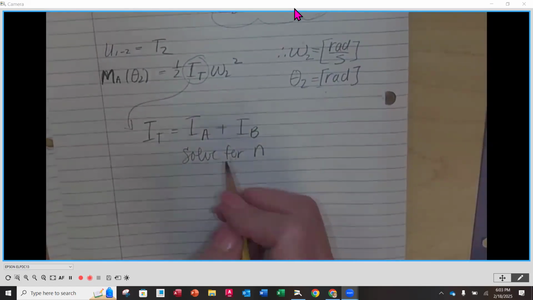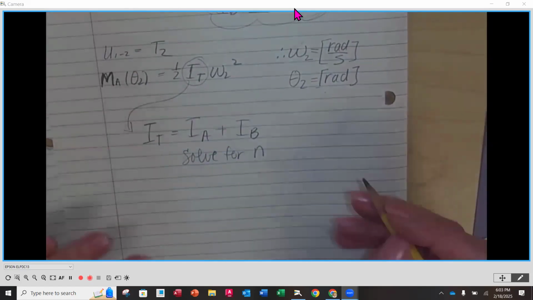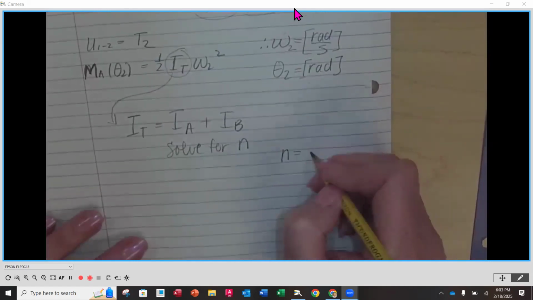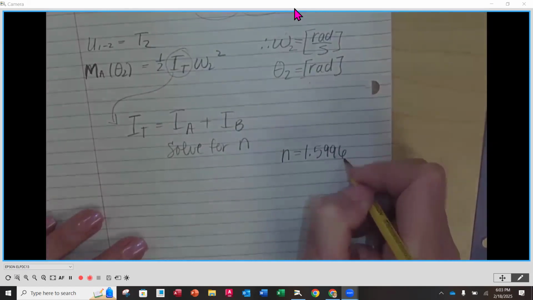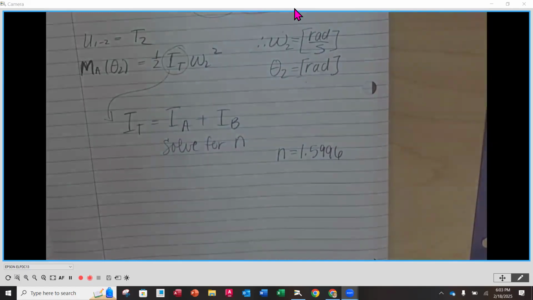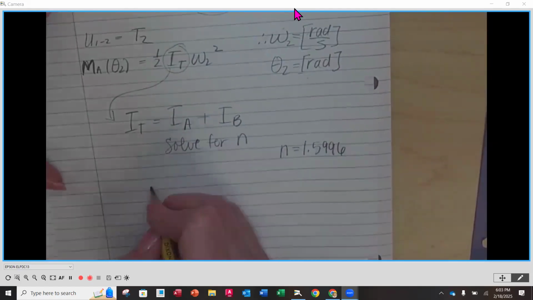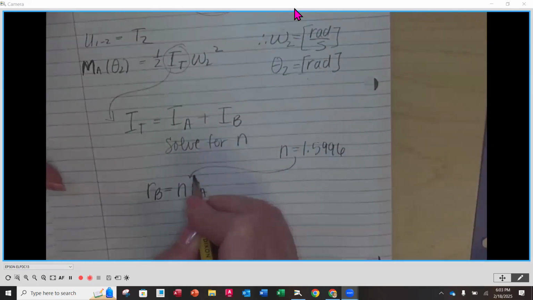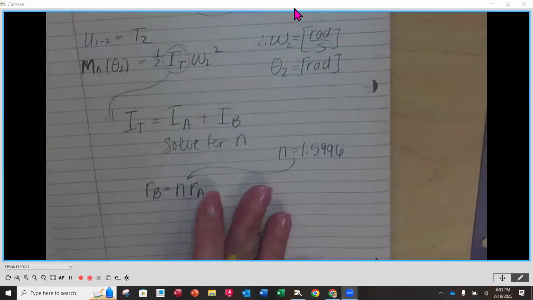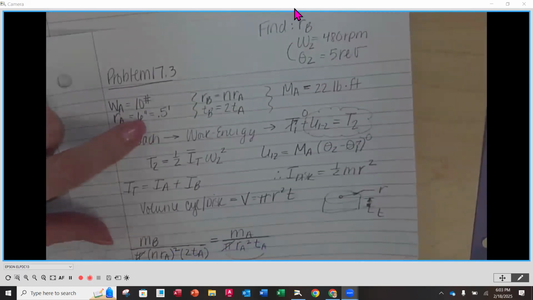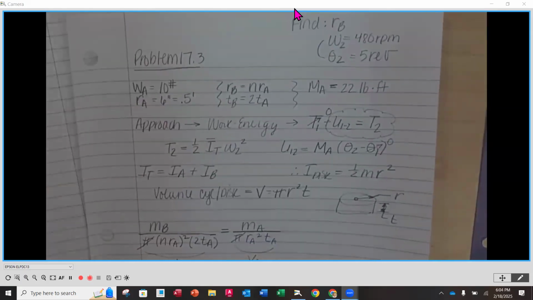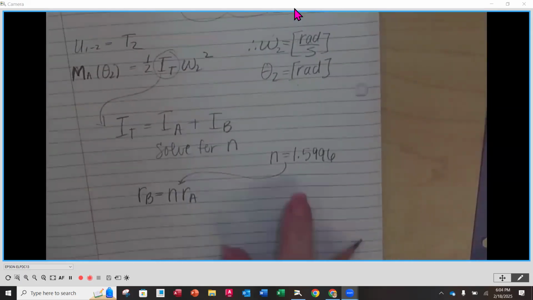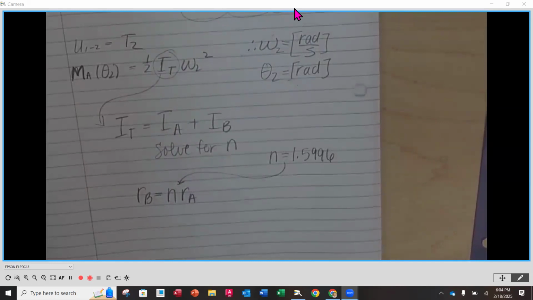Your n should come out to be 1.5996. It's just a variable; there are no units there. Then you're going to use that: your RB is going to be equal to n times RA. Once you get that value, you can plug it in there. Remember that RA is 6 inches. I think the final answer is in inches, so use the 6 inches times that n value and you should be in good shape.